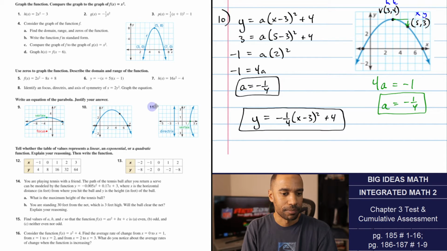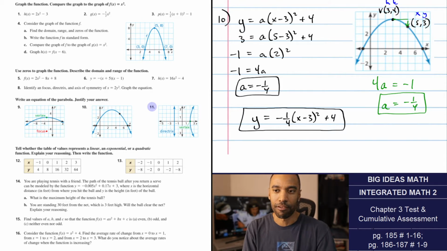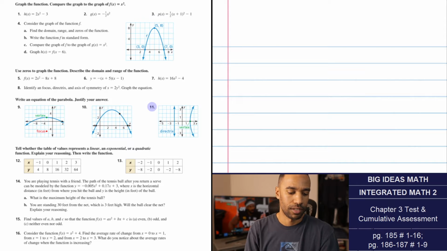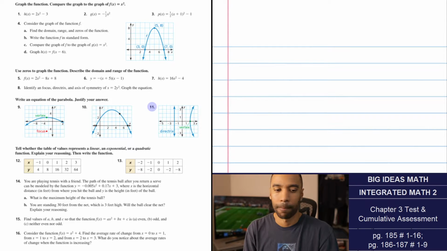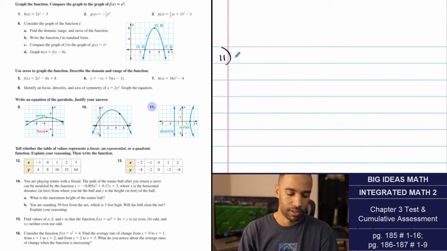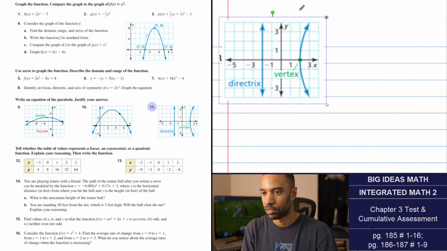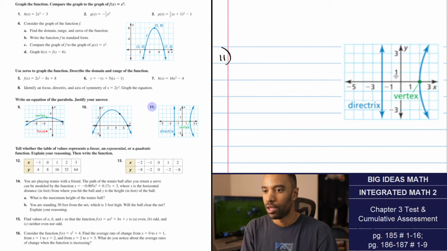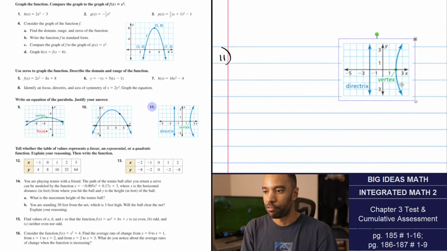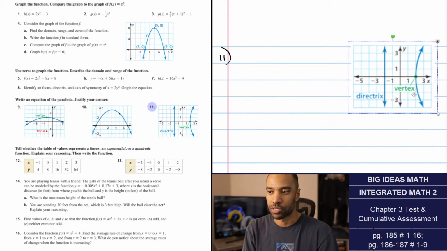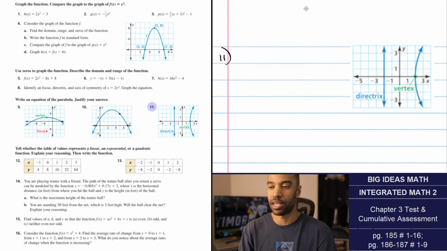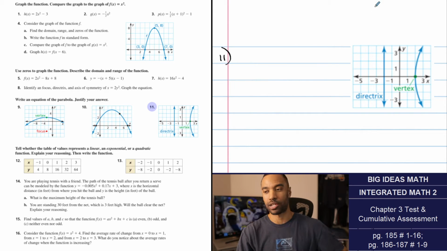Number 11, this one is a focus and directrix problem. Sorry, copying it. So number 11. Okay. Now, this one only gives you the focus and directrix. Oh, excuse me. It doesn't give you the focus. It gives you the vertex. So on this one here, they do not give you the focus, but the directrix.